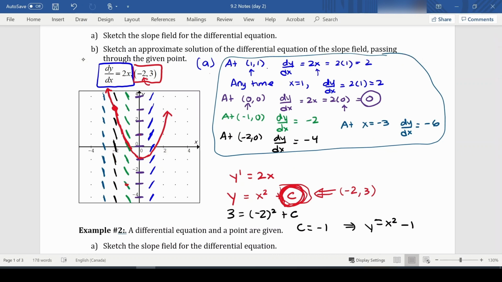So once you have your slope field, which is the collection of little lines, the particular solution that we've drawn for this initial condition is this red curve that we've drawn here.